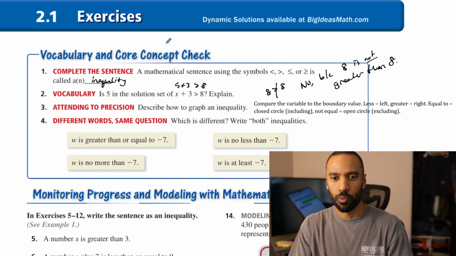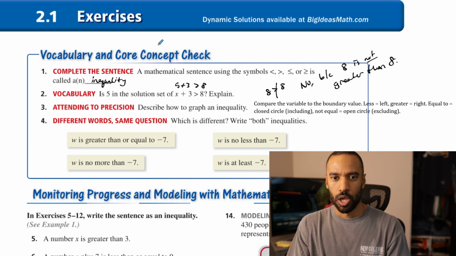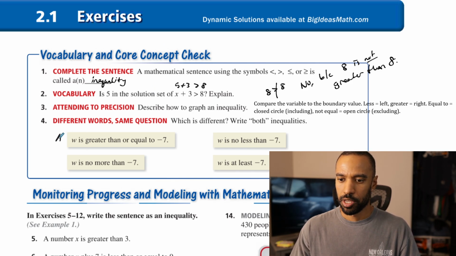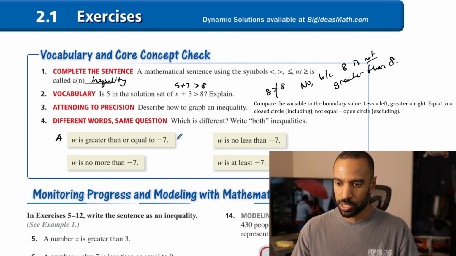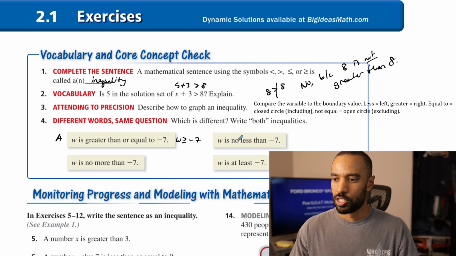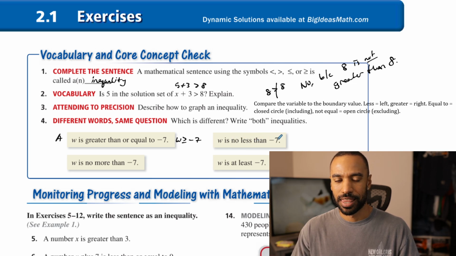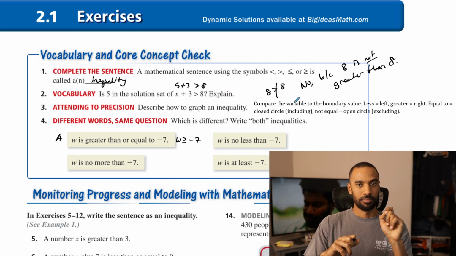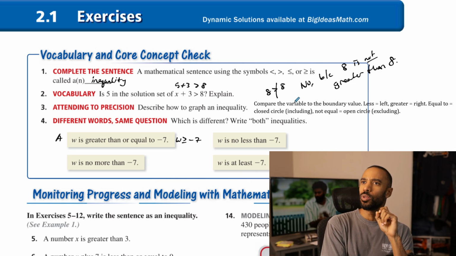Number 4, different words, same question. Which is different? Write both inequalities. Okay, here we go. W is greater than or equal to -7 looks like this. W is no less than -7. It's no less than it. No less than. You can have no less than.